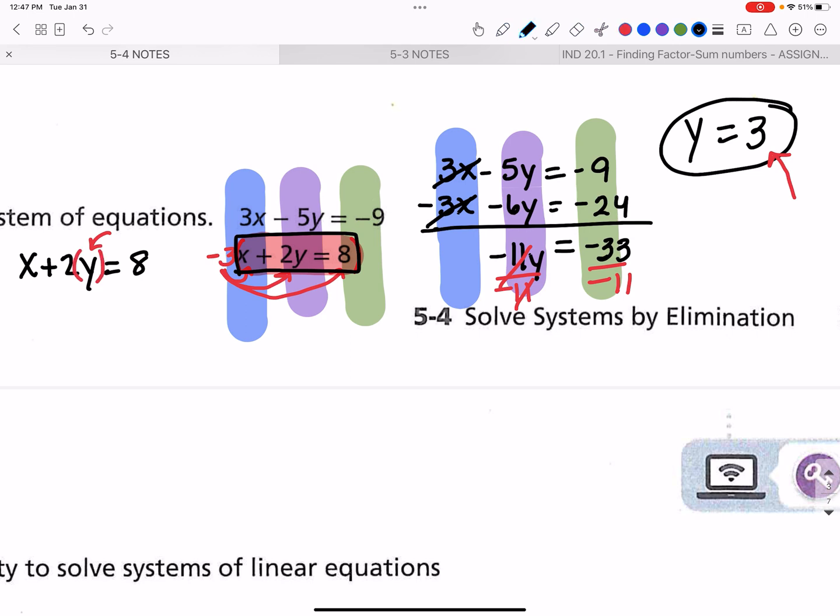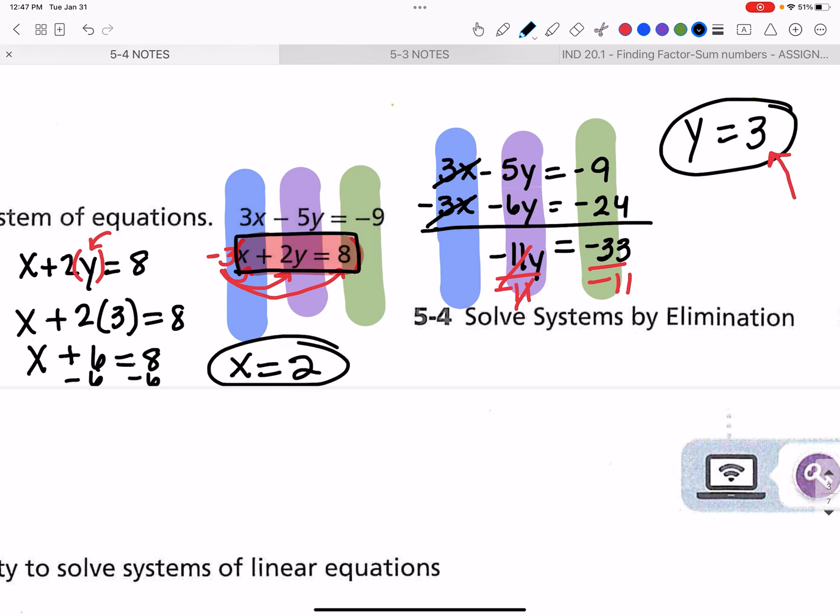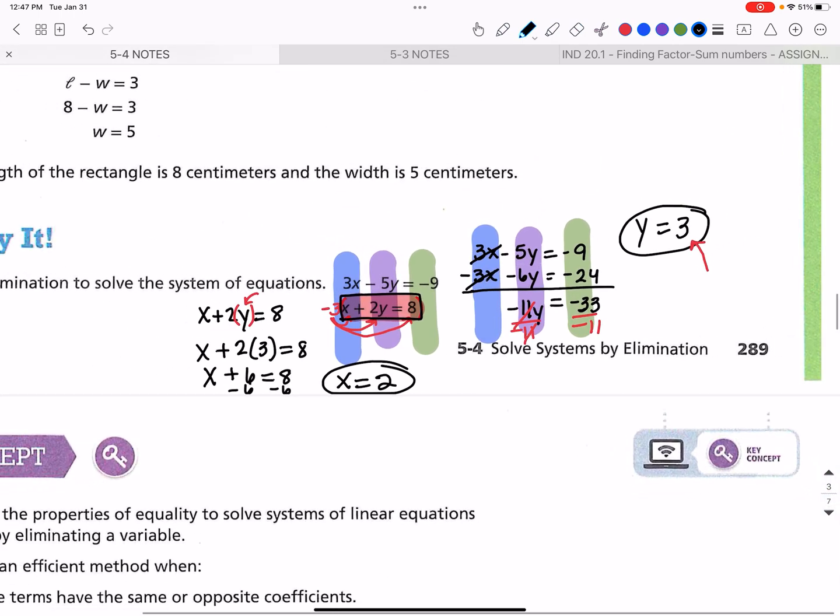So that gives me x plus 2 times 3 equals 8. And so x, 2 times 3 is positive 6, so plus 6 equals 8. I'm going to minus 6 and minus 6, and I get x equals 2, and there's the other half of my answer. Okay?